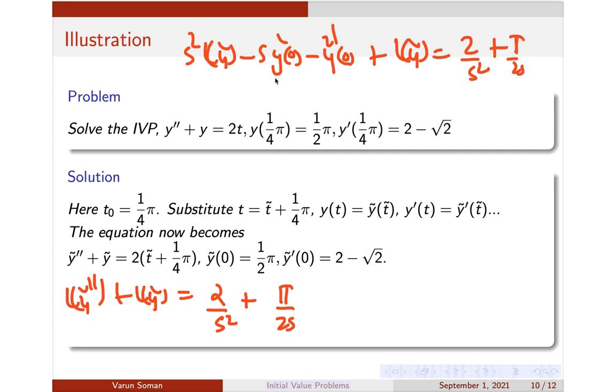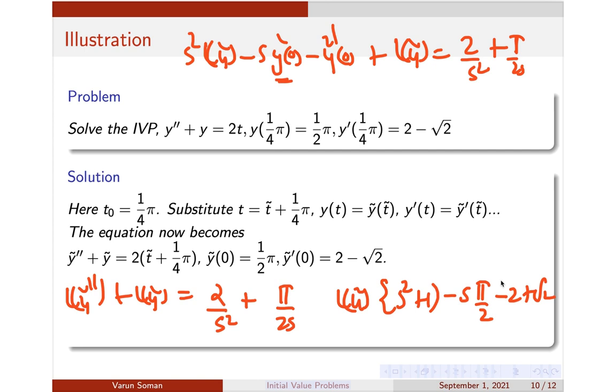Now what is y tilde of 0? Y tilde of 0 is actually pi by 2. Y tilde dash of 0 is 2 minus root 2. So we'll be getting this, I'll write L of y tilde once again together. It is simply L of y tilde into s square plus 1 here, minus s into y tilde of 0, which is pi by 2, so pi by 2 s here. Similarly y tilde dash of 0 is 2 minus root 2, so we'll be getting minus 2 plus root 2 here.